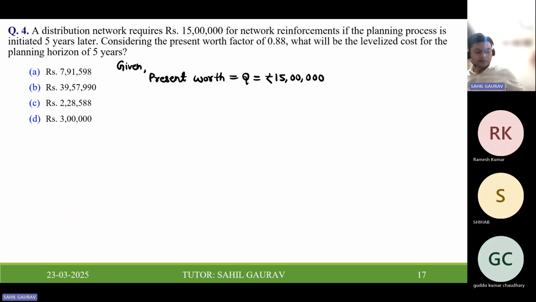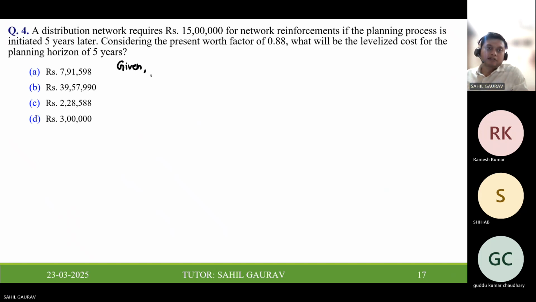Sorry, this is not present worth, this is future worth. I am making a mistake here. This is future worth, because this money is after 5 years. This question is also a little bit tricky. Number of years, T, is given as 5 years, and the present worth factor is given as 0.88.